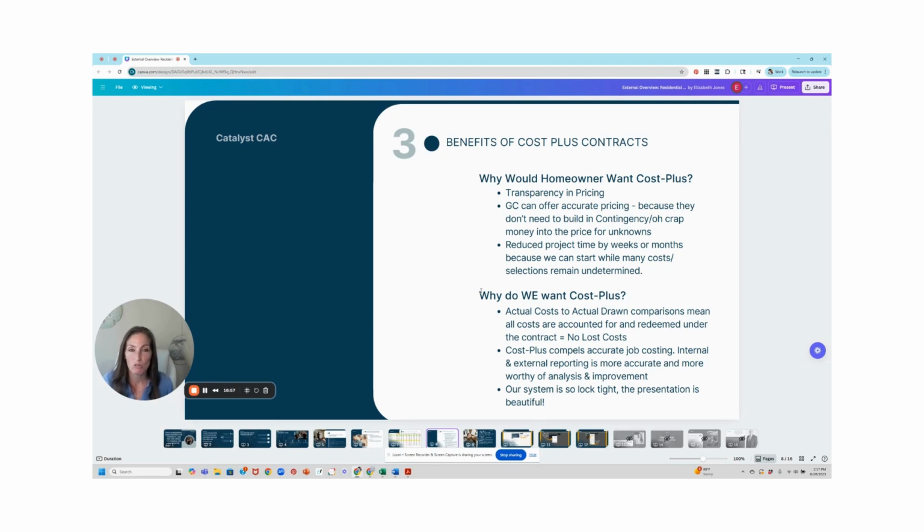And then the system is just so tight and the presentation is beautiful. It gives your homeowner an amazing experience. It's transparent and it reduces a lot of back and forth between the homeowner and the GC.